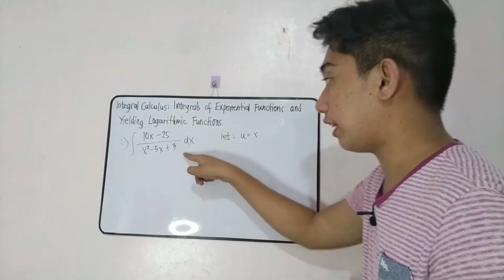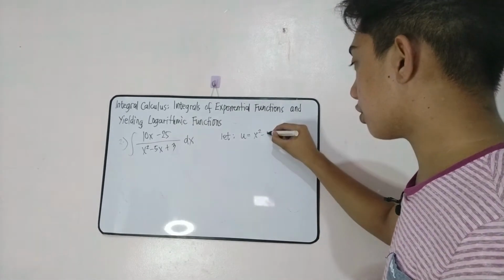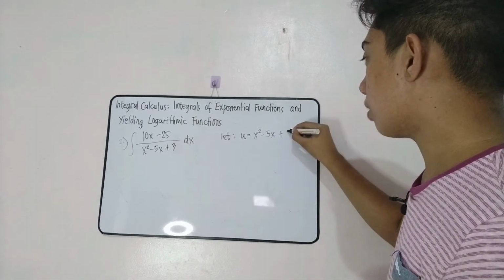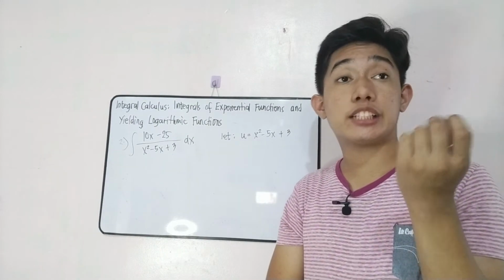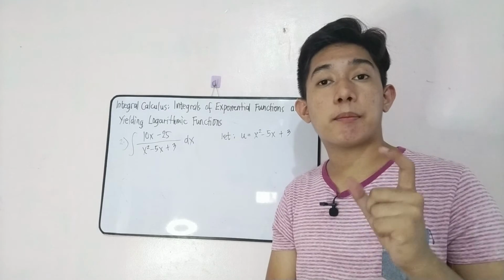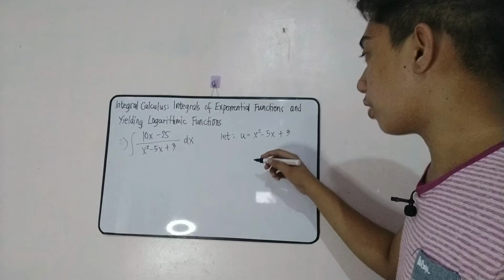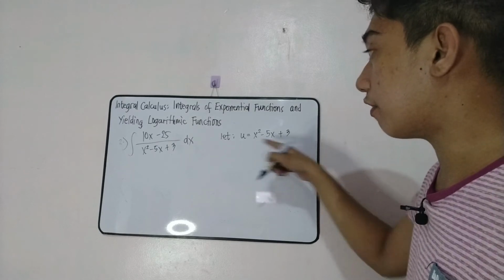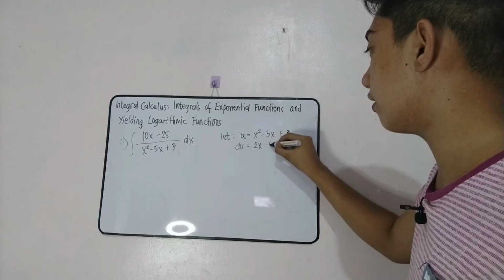So, ito yung u natin. Let u be equal to x squared minus 5x plus 3. The purpose of this u substitution is to simplify the problem para mas daliin natin siya ma-solve. So, u is equal to x squared minus 5x plus 3. Get the differential of u. So, this becomes du is equal to 2x minus 5 dx.